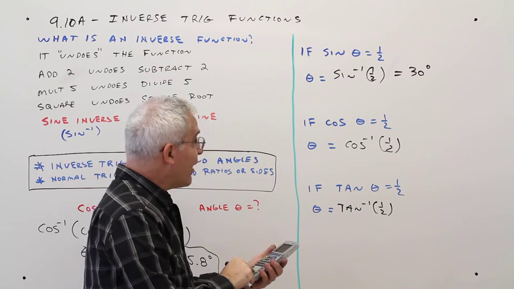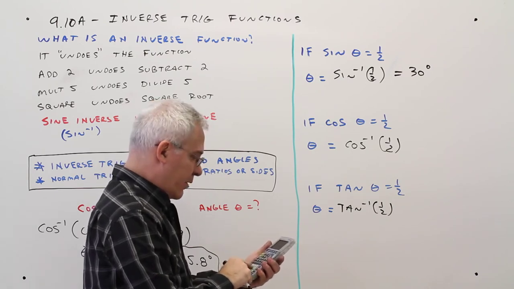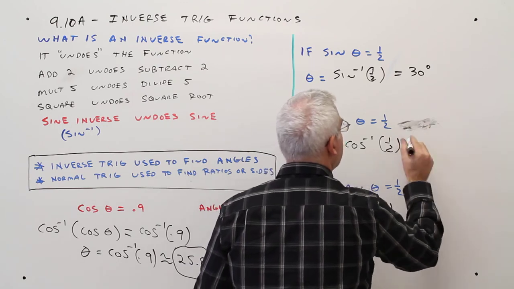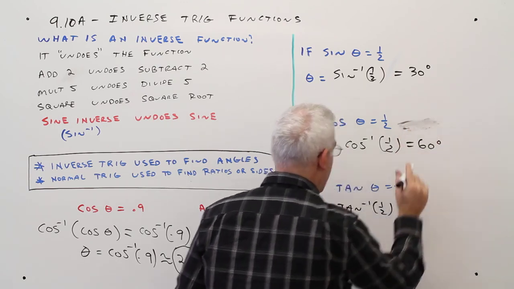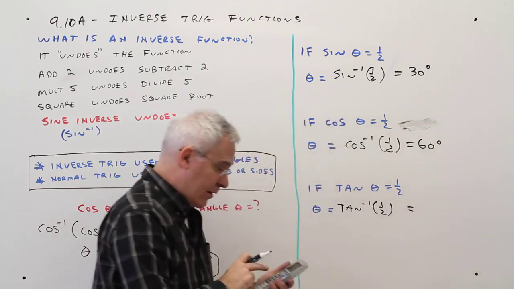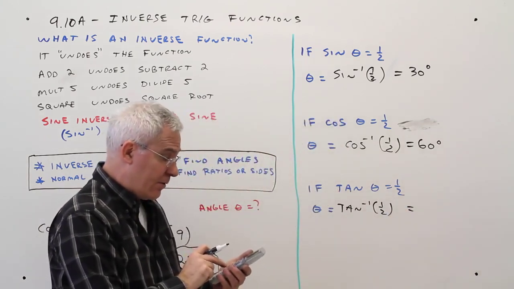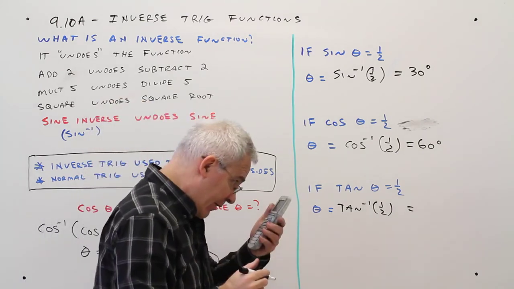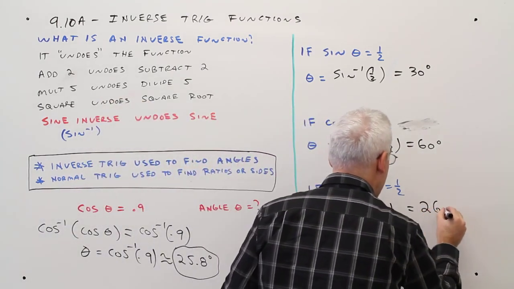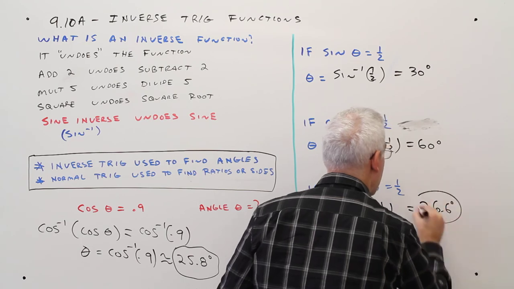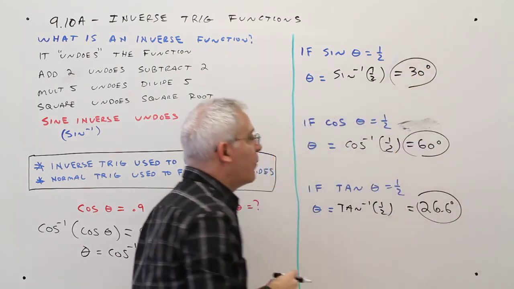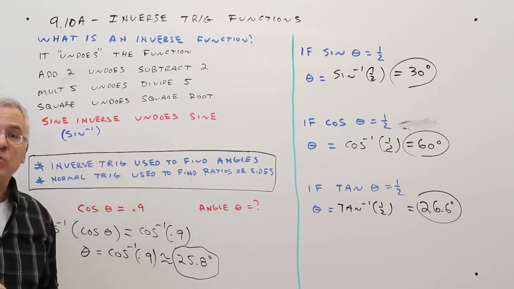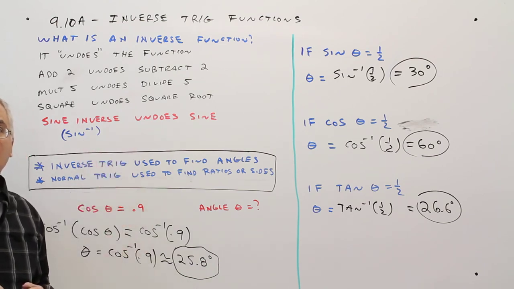Second cosine 0.5. This one comes out to be 60 degrees. And then this one over here, second tan inverse of 0.5, about 26.6 degrees. So there you have it, how to use inverse trig functions to find the measure of an angle in a right triangle.